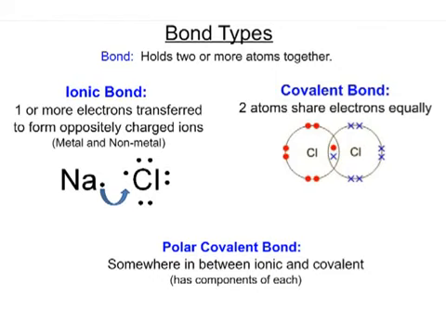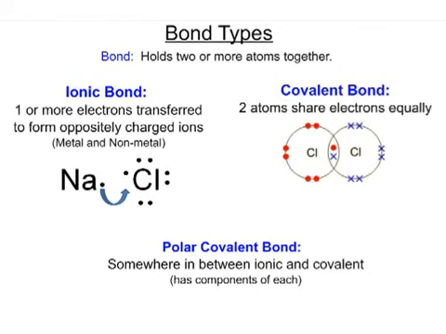We have the ionic bond right here, where one or more electrons are transferred to form oppositely charged ions. So we have a picture showing this. It's where the electrons are not shared equally. The sodium actually donates one of its electrons over to chlorine, who happily takes it, and then we end up with a +1 charge on the sodium atom and a -1 charge on the chlorine atom, and that forms an ionic bond. A covalent bond, on the other hand, is where two atoms share the electrons equally.